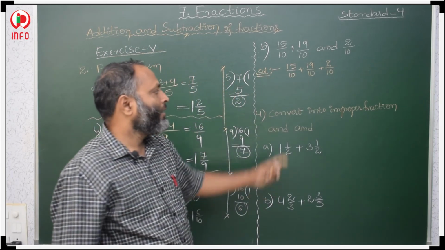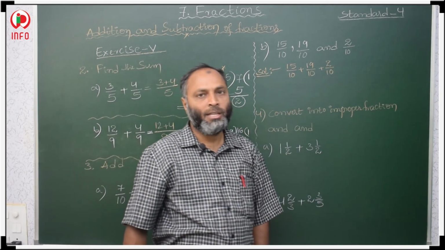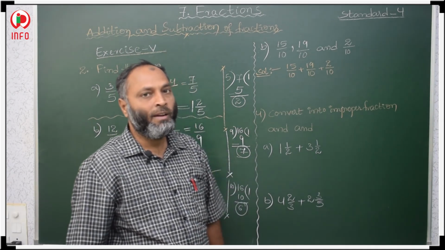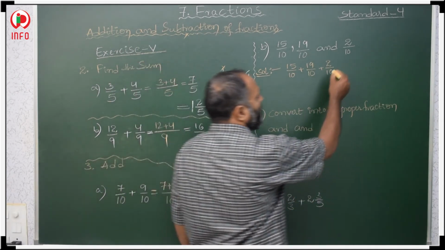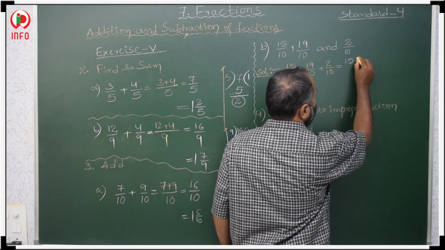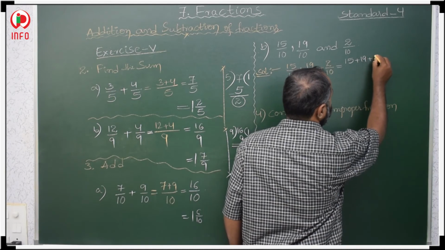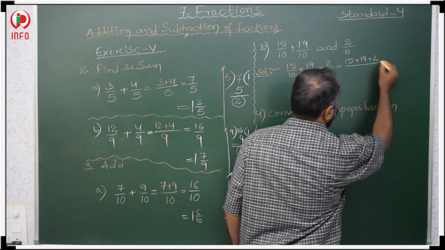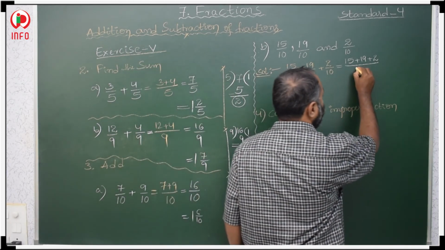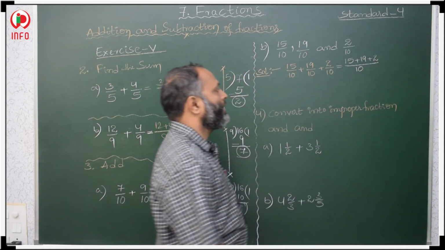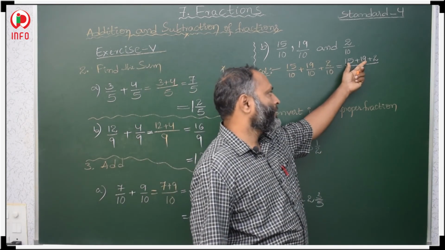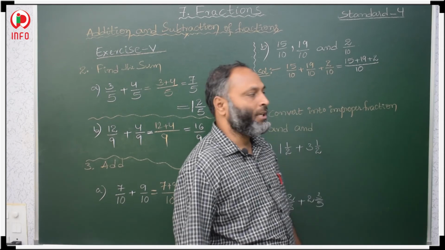Then see here, the common denominator is 10, 10, 10. So these are like fractions. When like fractions are given, then what we have to do? We have to find the sum of the numerators: 15 plus 19 plus 2, divided by the common denominator. The common denominator one time we have to take, 10. Then 15 plus 19 is 34, 34 plus 2 is 36.